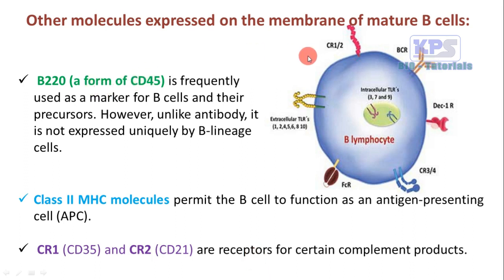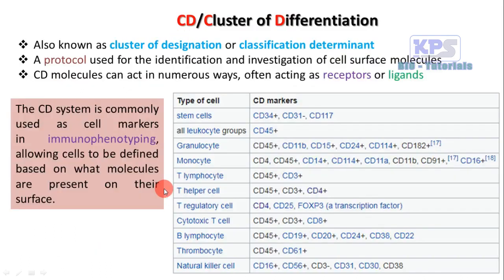So here you can see numerous molecules on the surface of the B cells. They are often referred to as CD45, CD21, CD35, etc. Then what is this CD? CD means cluster of differentiation. It is also called cluster of designation or classification determinant. This CD system is a protocol or a system used for the identification, classification and investigation of cell surface molecules.